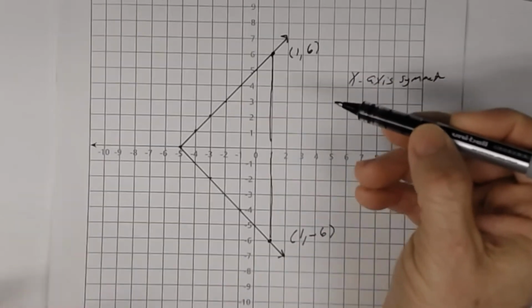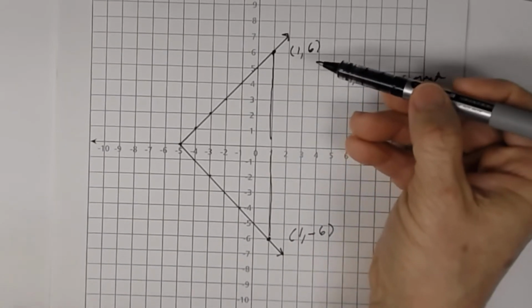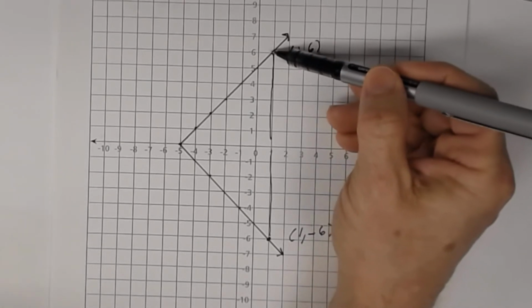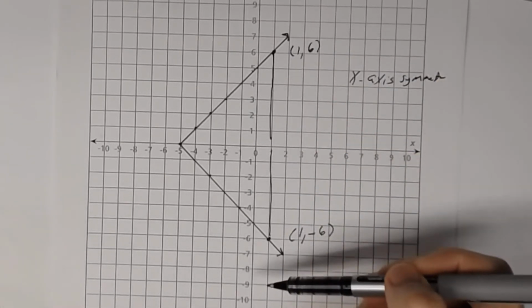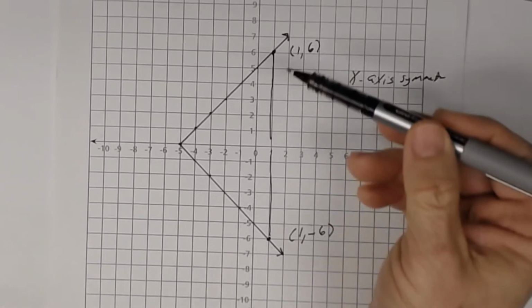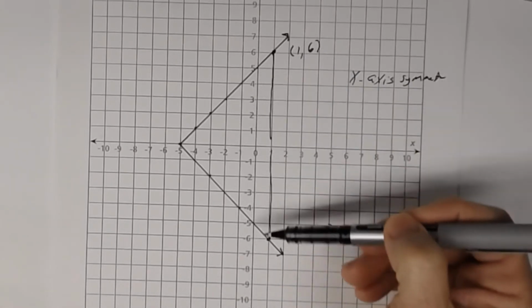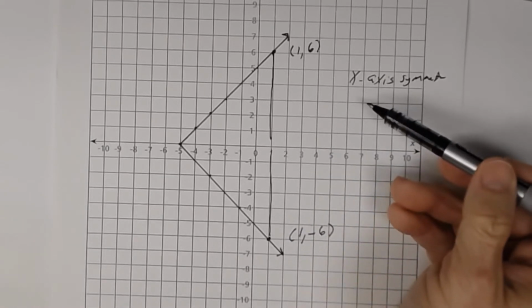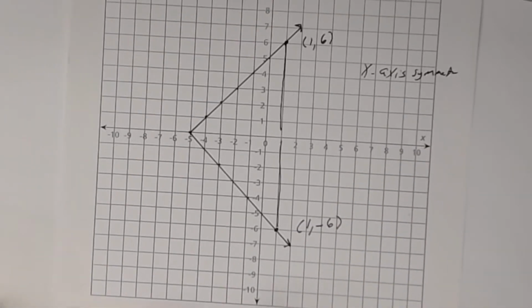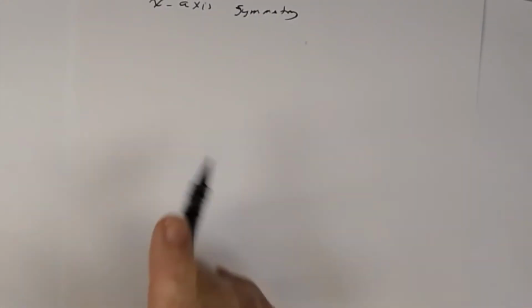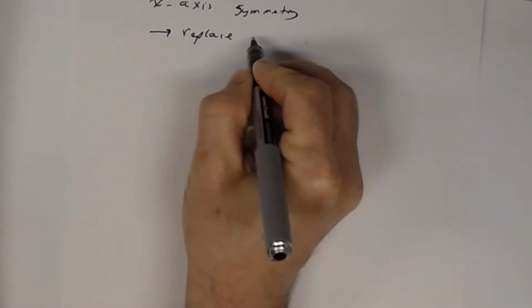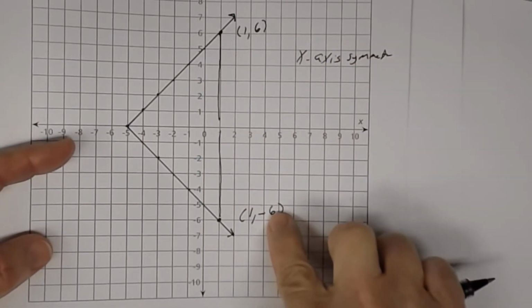So it's very easy to think about what you need to do. If you have a point, just think of a point here, reflected about the y-axis. Notice the x-coordinate is the same, but the y-coordinates are opposites. So for x-axis symmetry, you're going to replace y with -y.